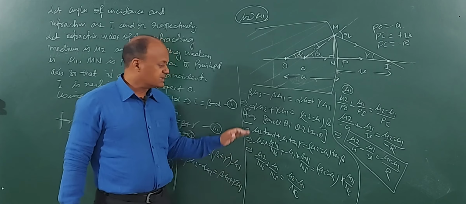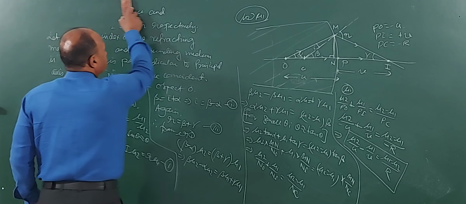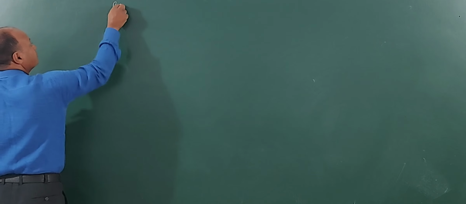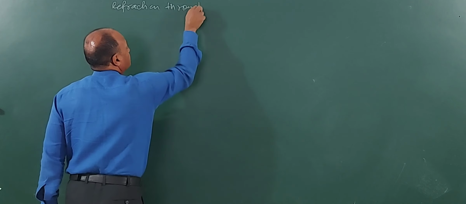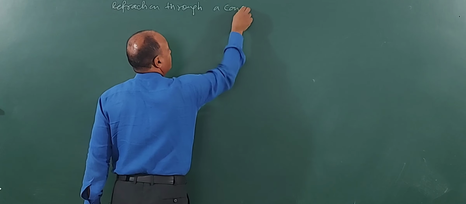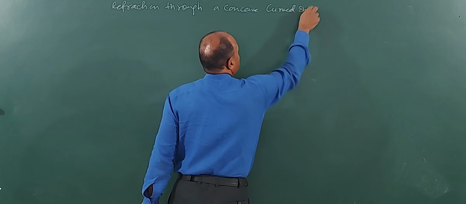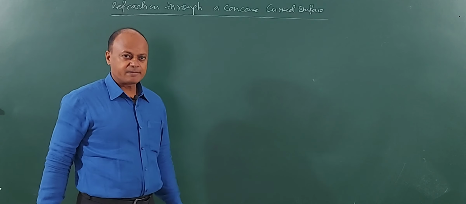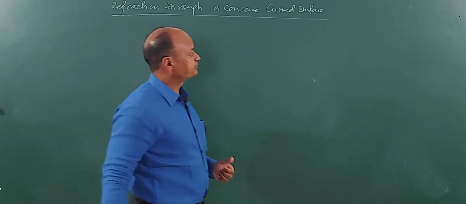So now we will be seeing the next case, which is refraction through a concave surface. Now children, we will be seeing refraction through a concave curved surface. How will this refraction take place? Like before, first the object will be in the rarer medium.